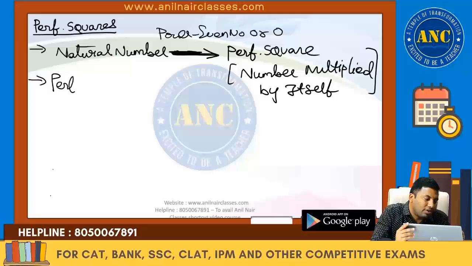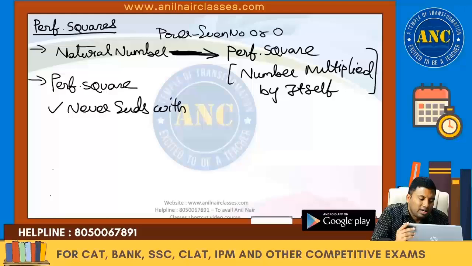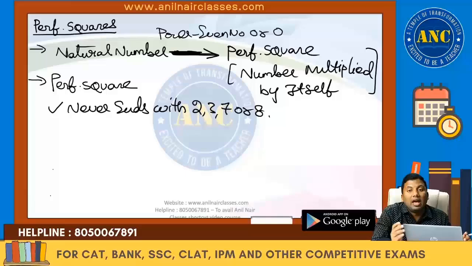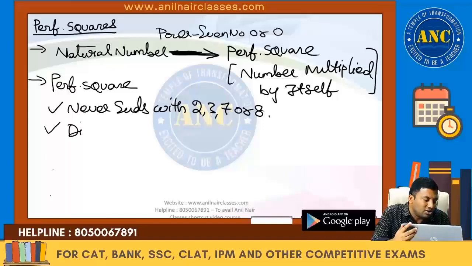A perfect square, important key points, again I am going to use it. It never ends with 2, 3, 7 or 8. A perfect square's unit digit will never be 2, 3, 7 or 8. You take a natural number. If the unit digit of a natural number is 2, 3, 7 or 8, then definitely the number is not a perfect square.